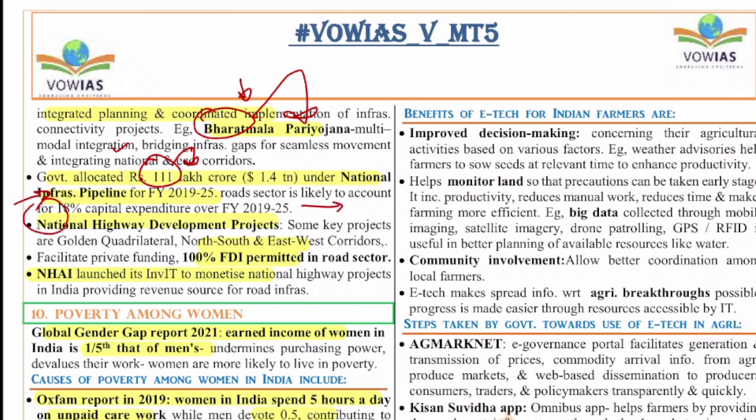The National Highway Development Project, and under this, some of the key projects like the Golden Quadrilateral, the North-South, East-West corridors, and 100% FDI is permitted under this. Also, the National Highway Authority of India launched the Infrastructure Investment Trust to monetize national highway projects in India and provide some revenue for road infrastructure. So overall, if we see, investing in roads is not only beneficial economically, but even socially, the investment in roads will help.